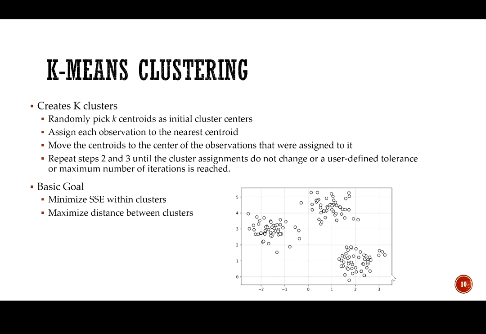I have listed the main steps for the k-means algorithm. In the first step, it randomly picks k centroids as initial cluster centers, then assigns each observation to the nearest centroid, and then moves the centroid to the center of the observations that were assigned to it. And then it repeats steps 2 and 3 until the cluster assignments do not change or a user-defined tolerance or maximum number of iterations is reached.